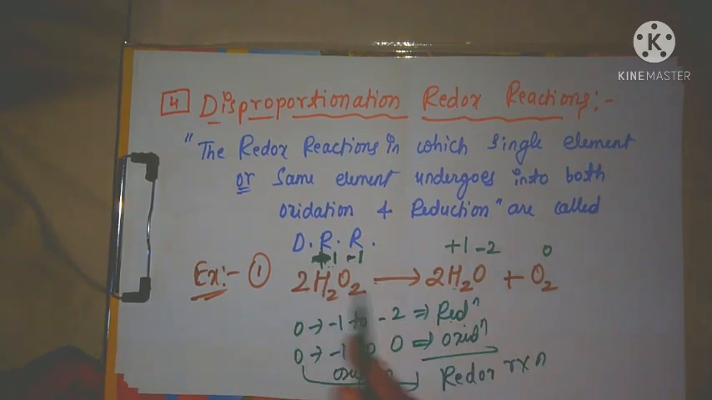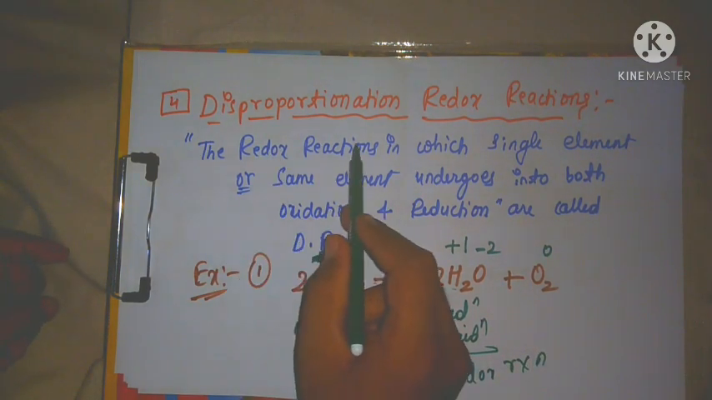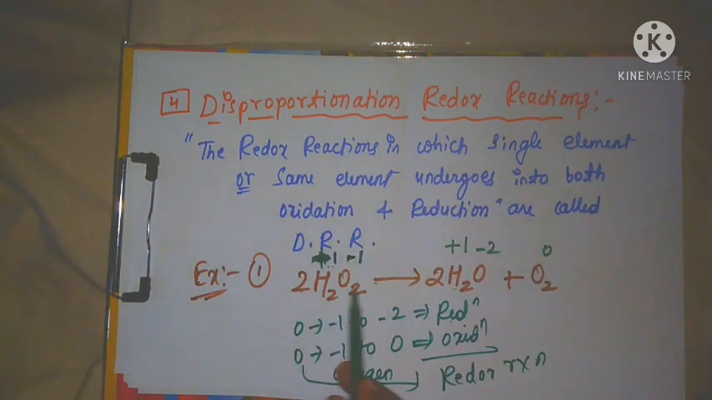Therefore, such type of reactions are called what? Disproportionation redox reactions. This is a disproportionation redox reaction because the same element, oxygen, undergoes both oxidation as well as reduction. Next, we will take another example. For that one, I am using another paper. Now, the second example.